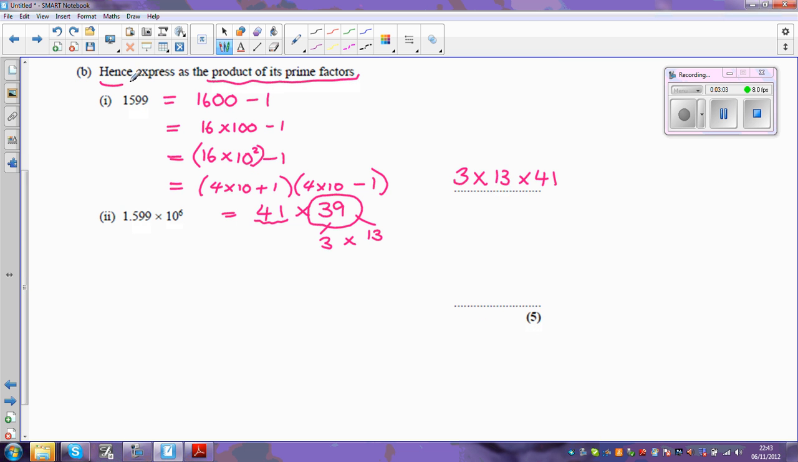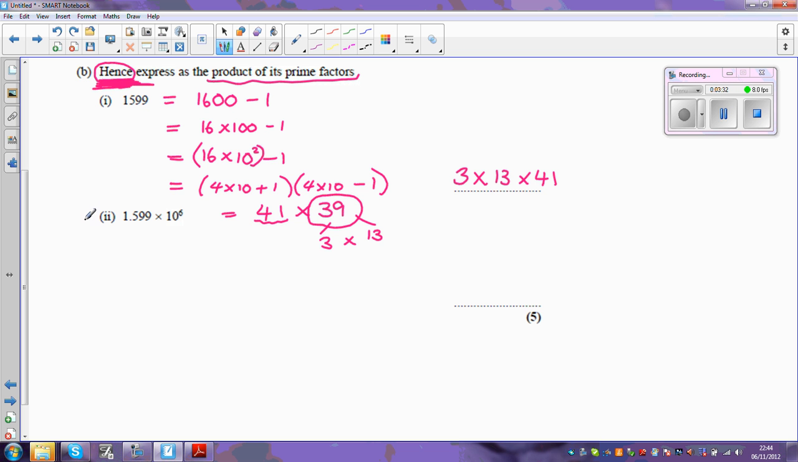Okay, be careful if you try to find 1,599 as the product of its prime factors without using part A. In other words, perhaps realizing that this can be divided by 3 and then dividing by 3 and ending up with 13 and 41, you would get no marks. The only way that you can do part B is to use part A. Hence means using what you've just found. So if you use any other method, you won't get any marks.